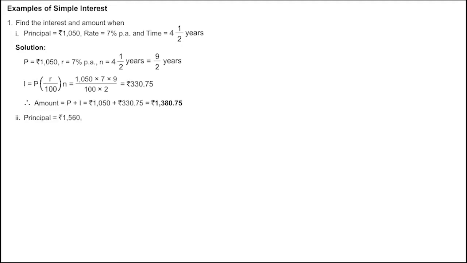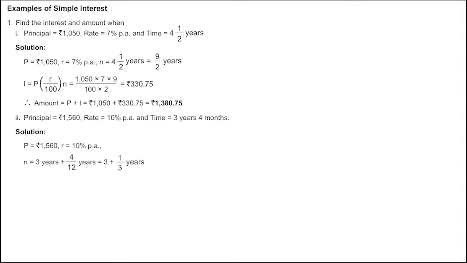Now, one more similar problem with a little variation. What is the principal given? Rupees 1560. Rate of interest 10% per annum, and time is given to us as 3 years and 4 months. Remember, time, that is N, should be in terms of years. Here, principal is given as rupees 1560, rate of interest 10%, and N is 3 years, 4 months. So 4 months has to be converted into years, which can be done as 4 upon 12. So 4 upon 12 is nothing but 1 upon 3. So your N value will be 3 plus 1 upon 3. That gives us 10 upon 3 years.